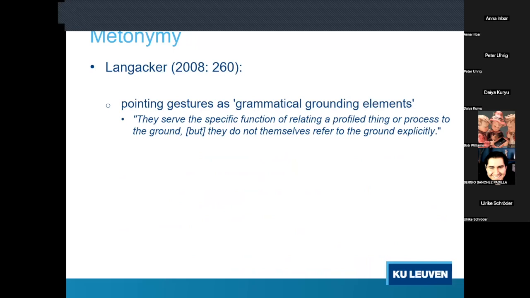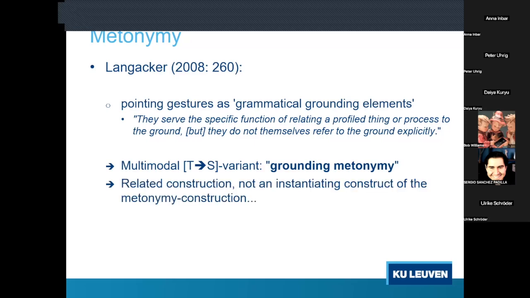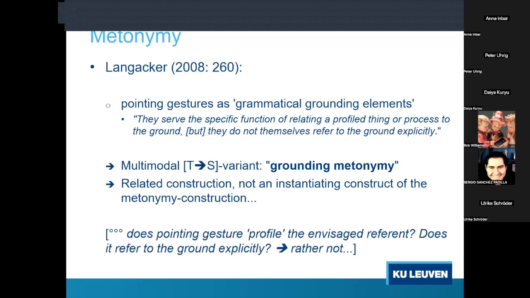And okay, that's debate. So we could speak about grounding metonymy as some sort of variant, a related construction. Question here: does the pointing gesture really profile the envisaged referent? Does she also explicitly state she's pointing at herself? It's not the same directness or explicitness as if she would say, as I am a member of Europe. She isn't doing so. She's pointing at her.